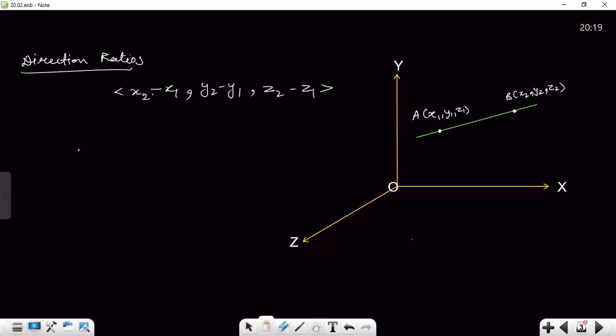But talking about direction cosines, we have discussed that they are the cosines of angles. So what is cosine? Cosine of theta is what? Base upon hypotenuse.